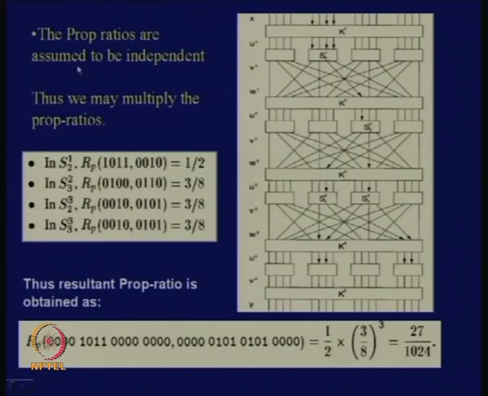So another assumption that we make is that the individual prop ratios are independent. This is exactly similar to the assumption behind the piling up lemma. It comes from the fact that my key scheduling is supposed to provide independent keys for each round. If it does so, then after this XORing you get independent random variables. So you can fairly assume that the prop ratios are independent, and therefore you can multiply the corresponding prop ratios.